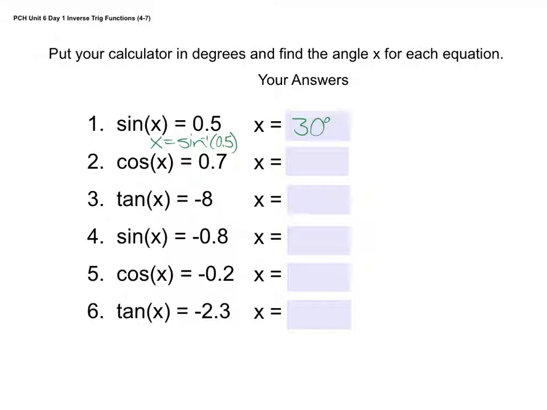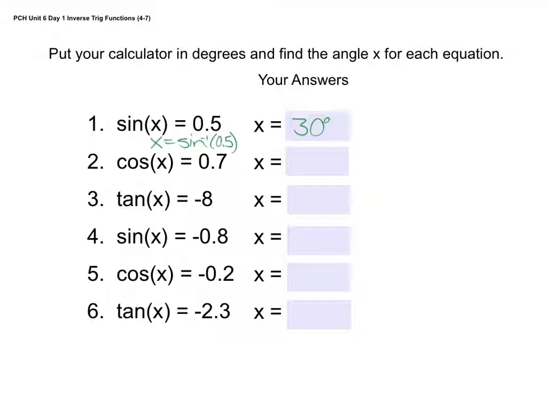So what I want you to do, either by yourself or with your neighbor, is go through the rest of these and figure out what the angle is. One thing though, listen please. If you get a negative, I want you to convert that to a positive coterminal angle. How would we do that? 360 minus the angle. Yeah, 360 minus the angle, or just add 360 to the negative angle. So convert those negative ones to positive ones.